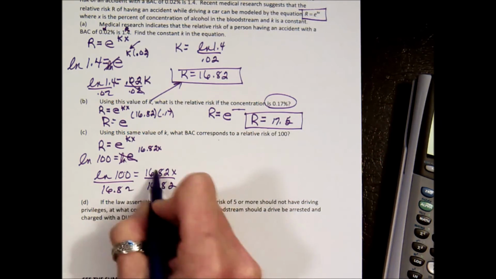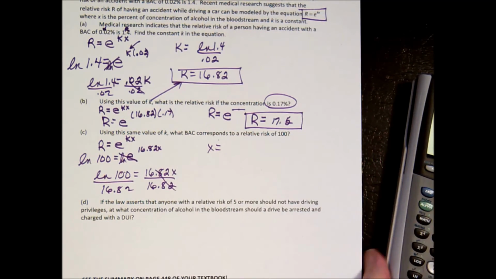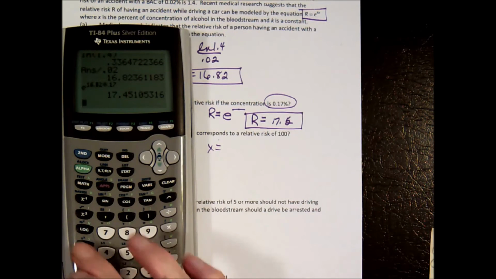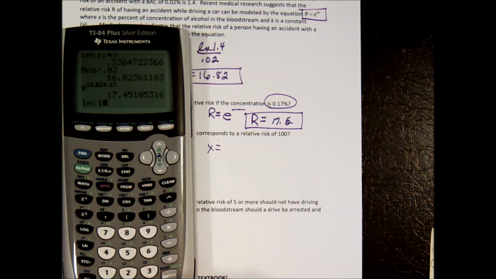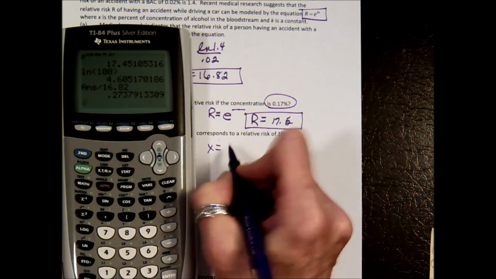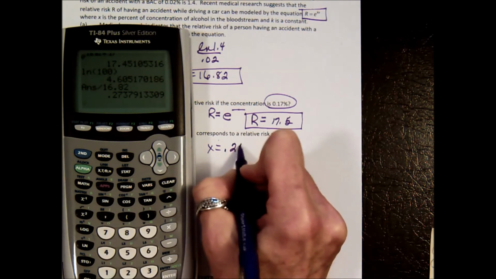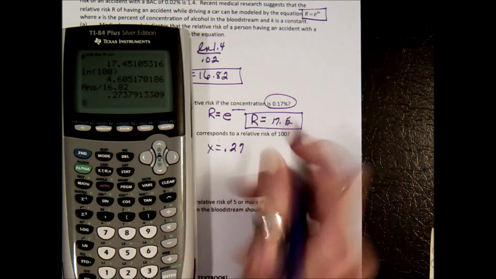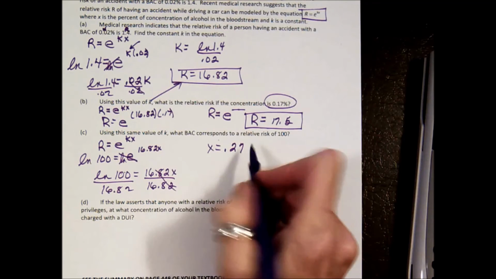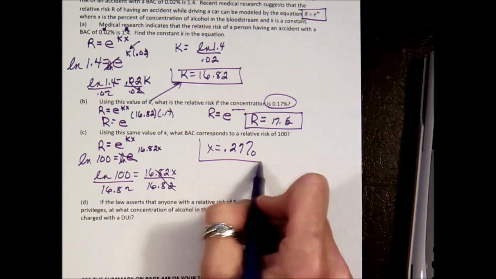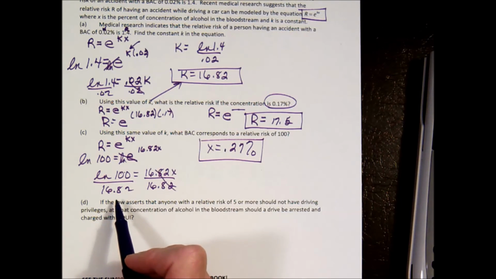And I get x equals, let's go into the calculator, I need ln of 100, and now divided by 16.82, and that gives us 0.27, etc., etc. So that means that x equals 0.27%. So if you had a blood alcohol content of 0.27%, your relative risk would be 100.